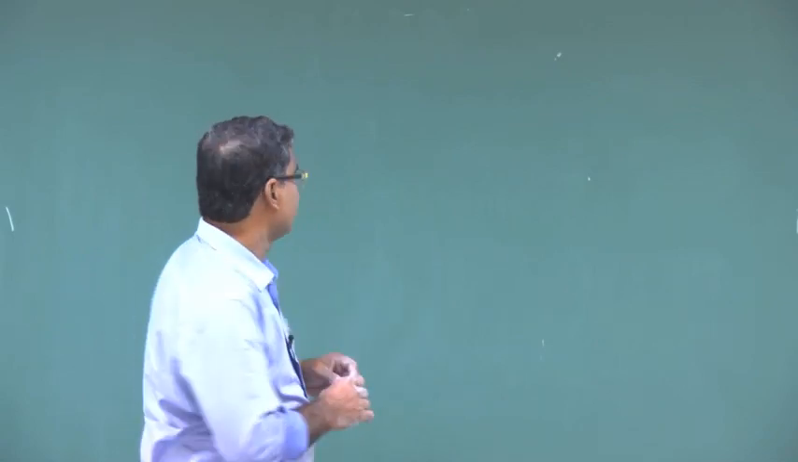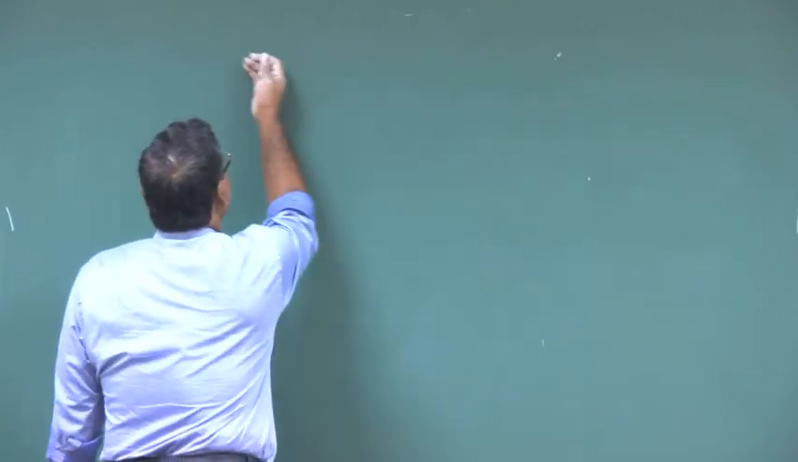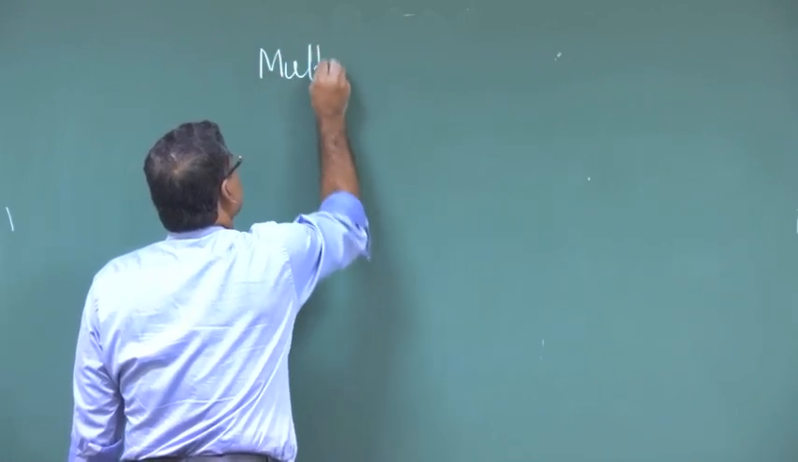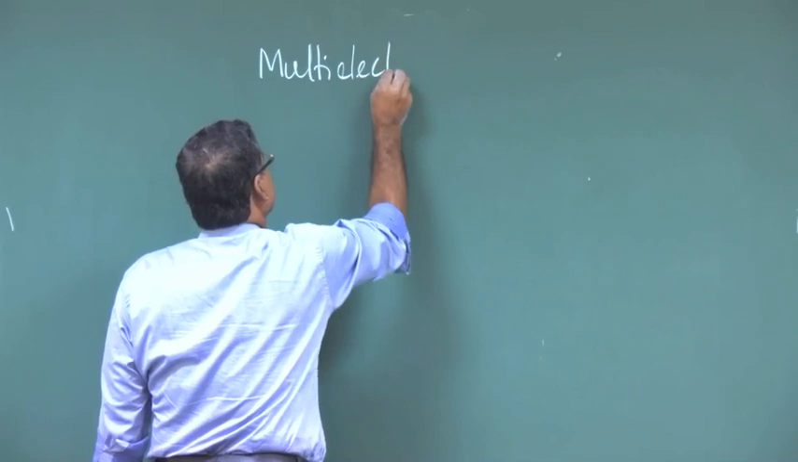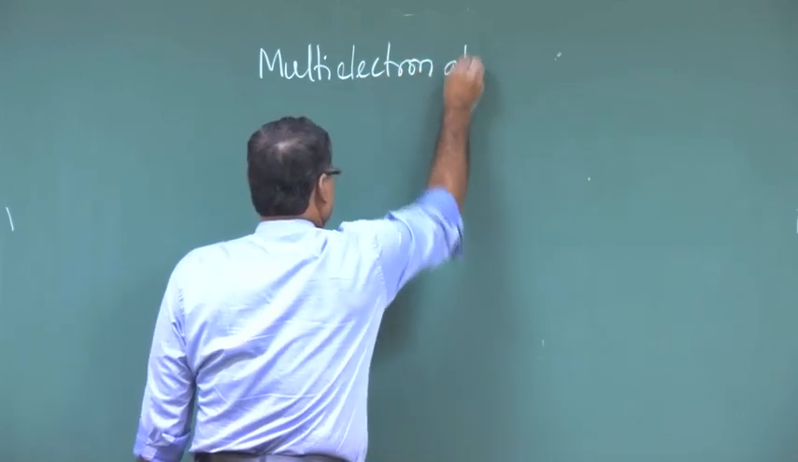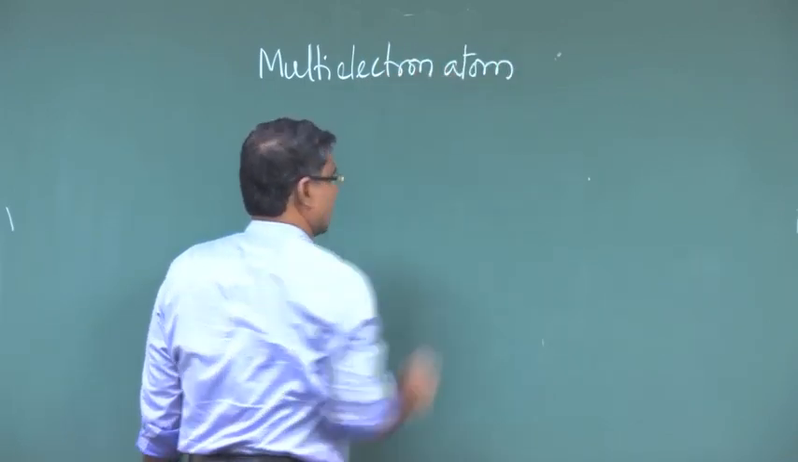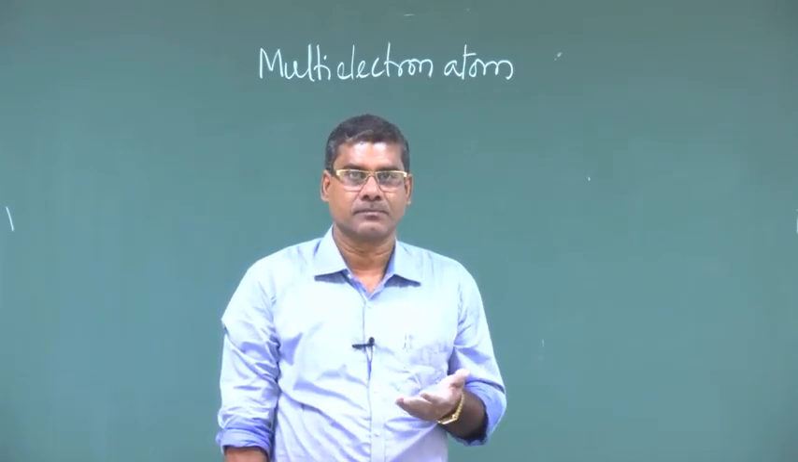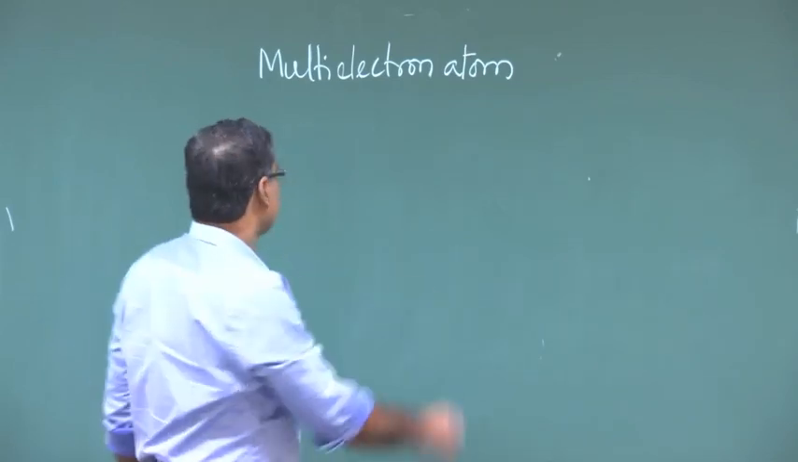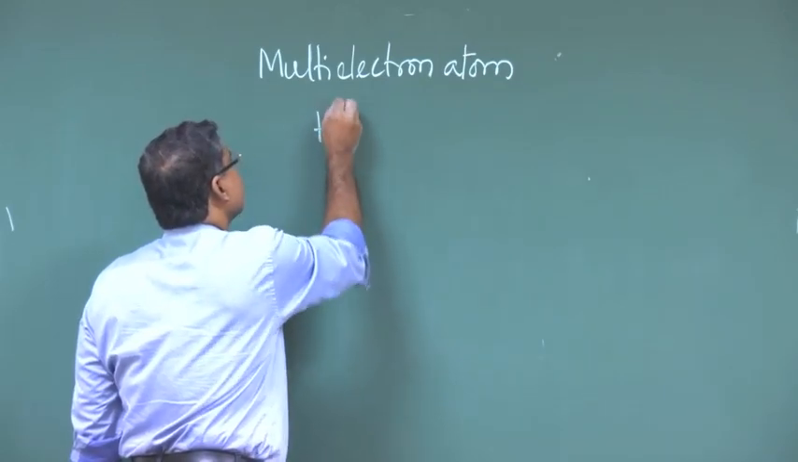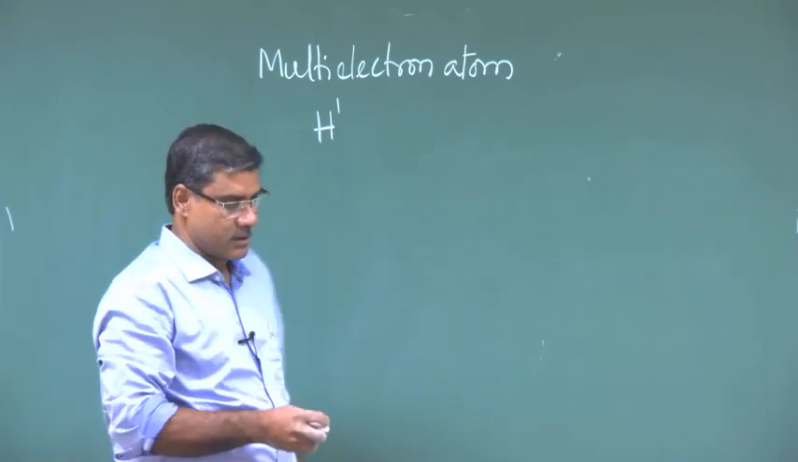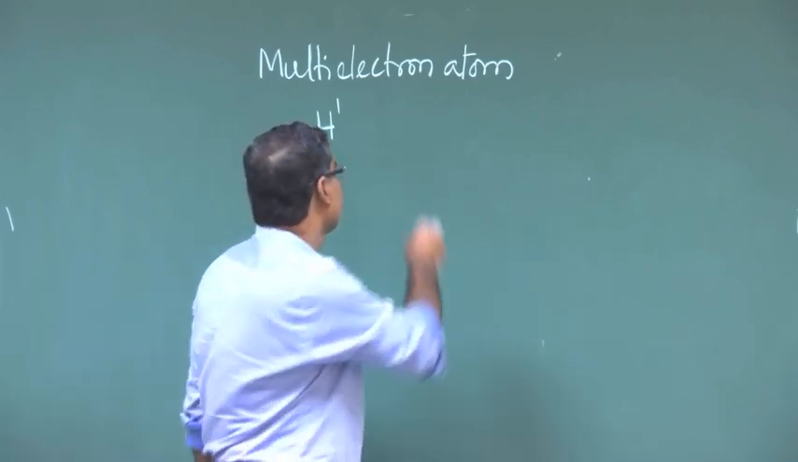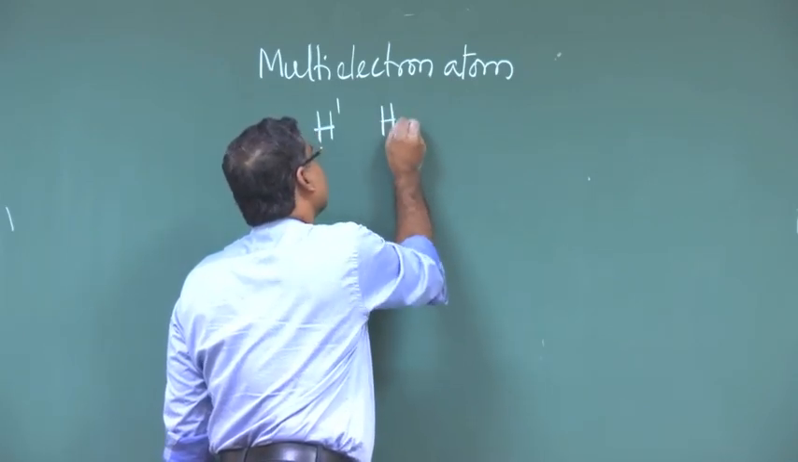So, we will study the multi electron atom. Except this hydrogen atom or hydrogen like atom, which means hydrogen or hydrogen like atom is an ion, basically say helium ion.